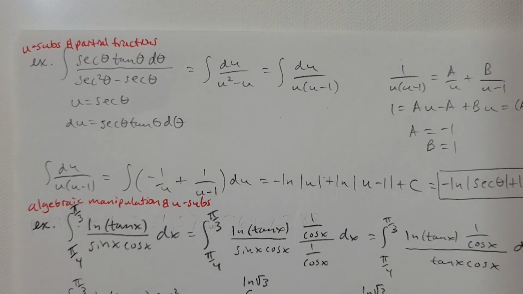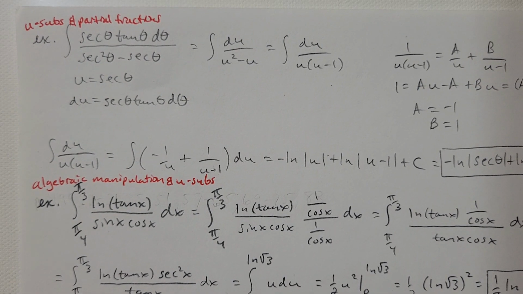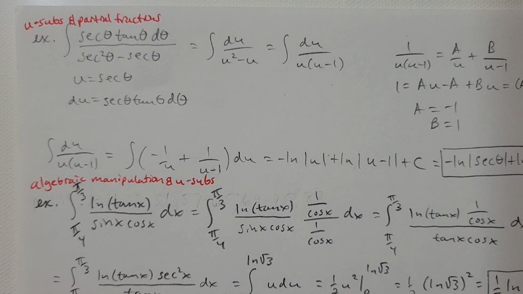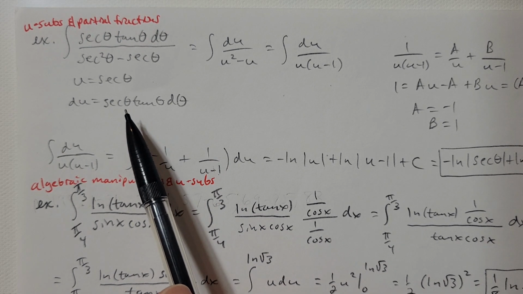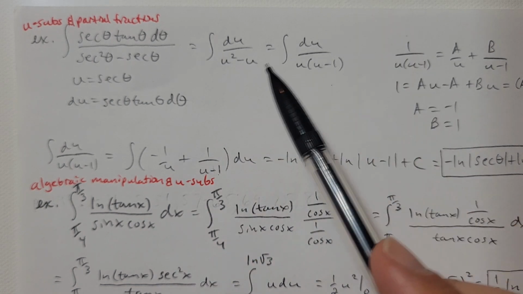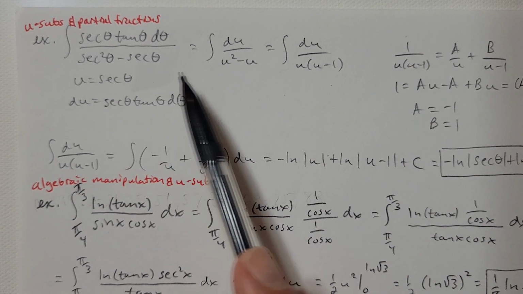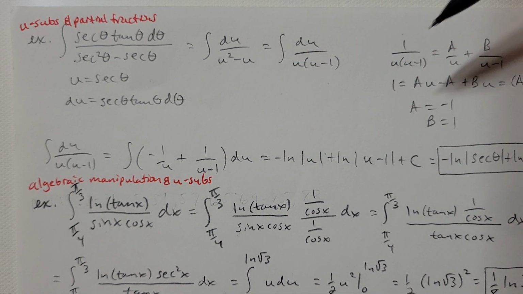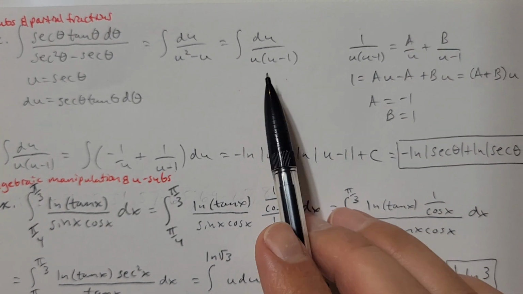So let's try. We got two more examples here. What if we want to integrate secant theta tangent theta d theta divided by secant squared theta minus secant theta? Okay, well I know that the derivative of secant theta is secant theta tangent theta d theta. So the first thing I'm going to do here is use the u substitution. If I let u be secant theta, then I'm going to integrate 1 divided by u squared minus u du. There's a common factor in those two terms in the denominator so I can factor that out. And so here's where I'm at so far.